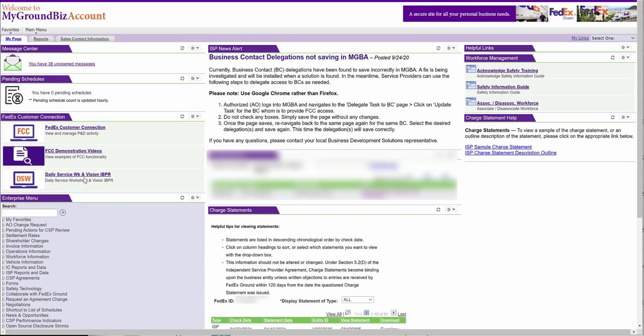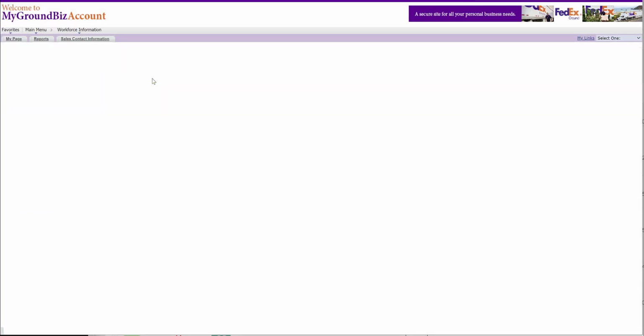In order to find the FedEx ID of one of your drivers, their medical examiner certificate expiration date, or their driver license expiration date and so forth, what you can do is do a Control F. I would just do a search for workforce information, and there it is. Click on it.